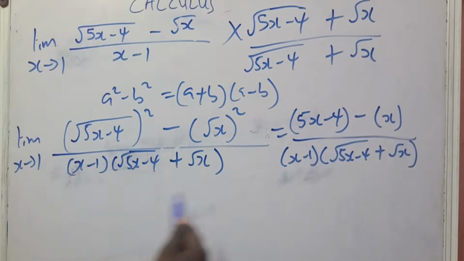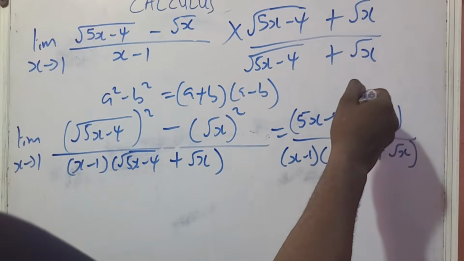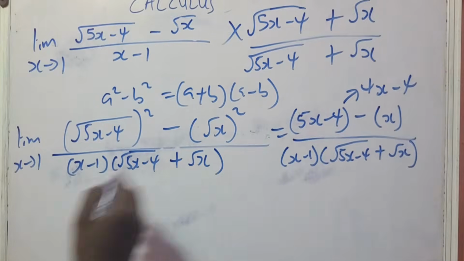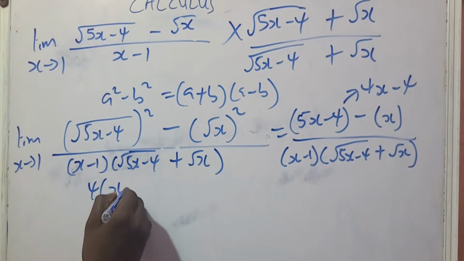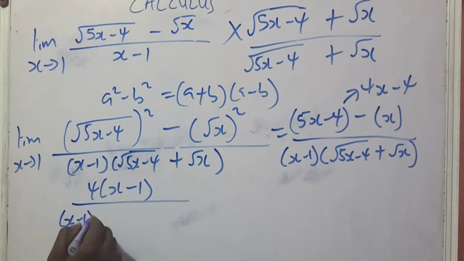5x minus x, now this will be 4x. 4x minus 4. I'm sure you know this can be written as 4x minus 4, which can also be factorized. You can factorize 4 out and have it as 4 into x minus 1. All I'm doing here is just basic mathematics, all right? Now, what do we have next? So we have our denominator as the same. We have x minus 1.